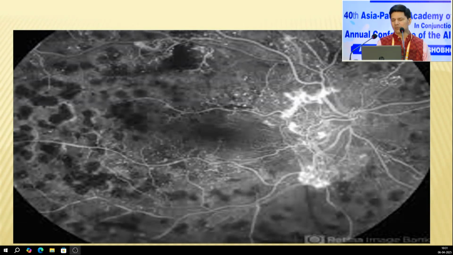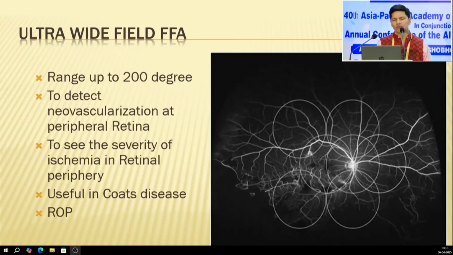So as you can see in this picture, you can easily see neovascularization, capillary dropout areas, and laser spots also, plus microaneurysms. Very good tool to see all these things. Then the wide field FFA camera has a range up to 200 degrees in comparison to conventional FA cameras, which have a range of about 50 to 60 degrees. And this is very important to detect neovascularization at the peripheral retina, to see the severity of ischemia in the retinal periphery, and very useful in Coats disease and ROP.